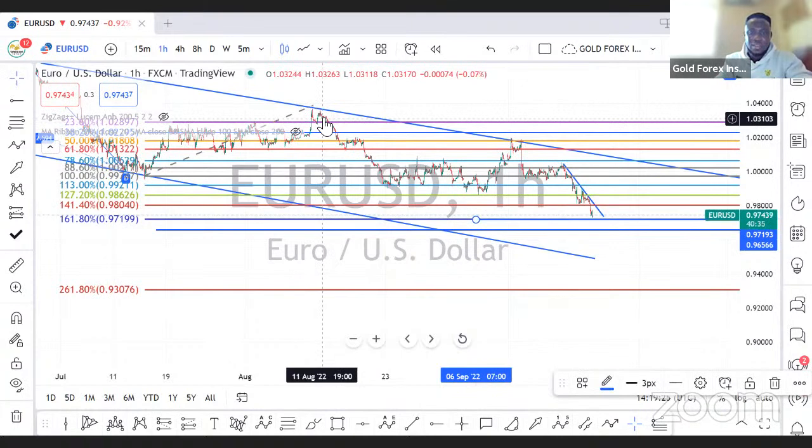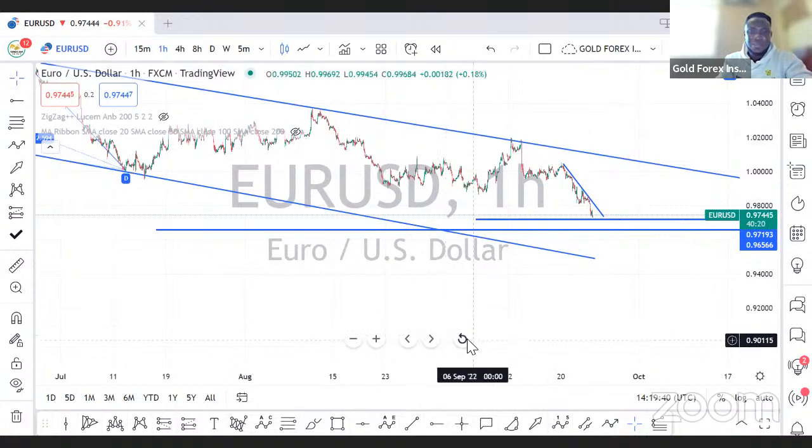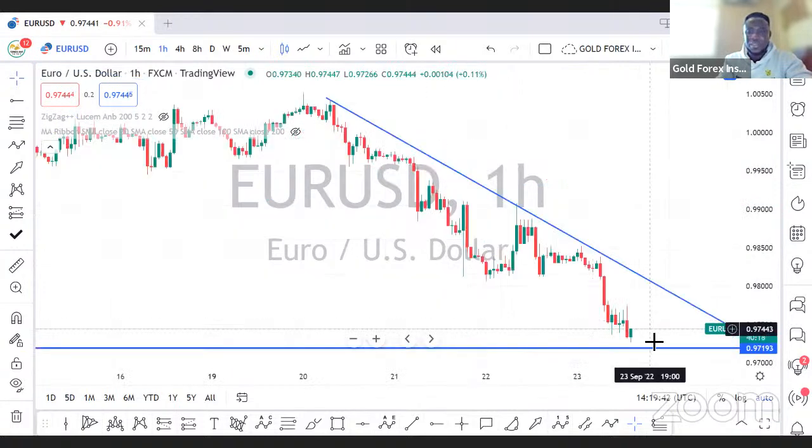Yes, around here. So I had it around here. I had to swing all the way to 161. Okay, so that was the rationale behind this trade. So it's almost a take profit.